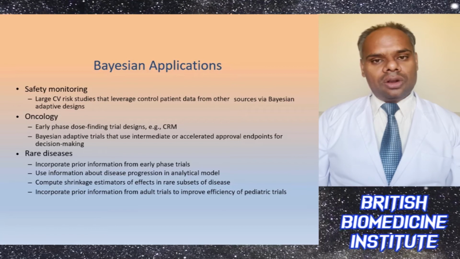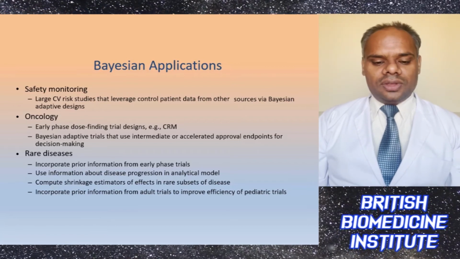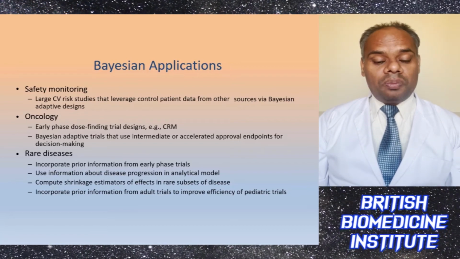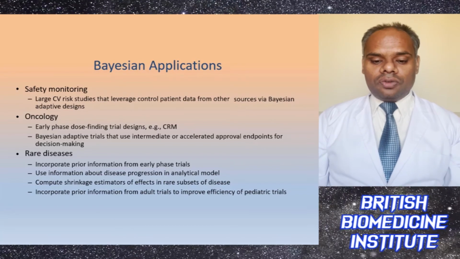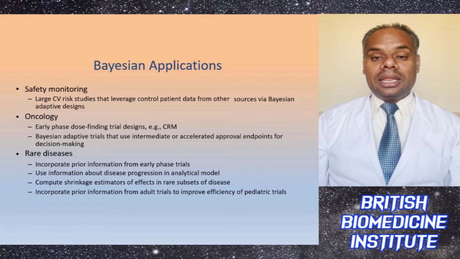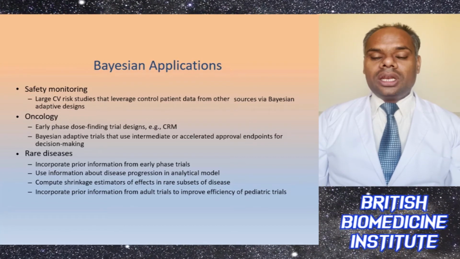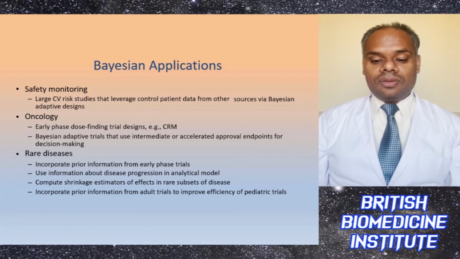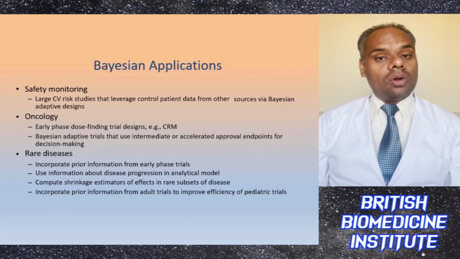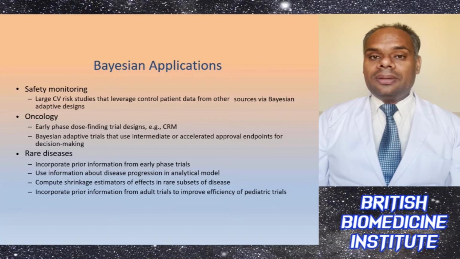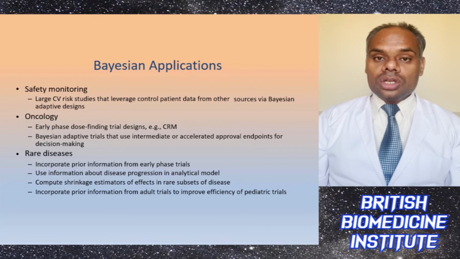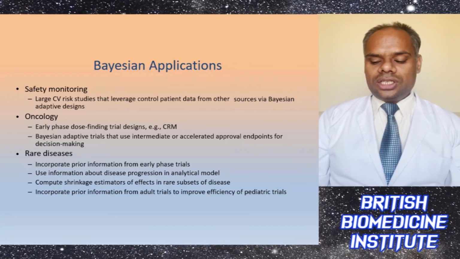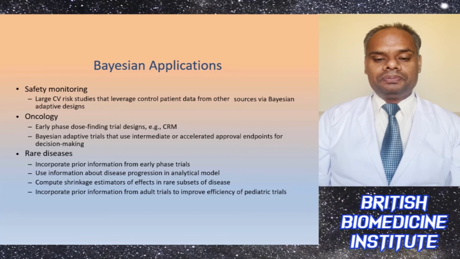And we can also carry out the rare disease models. Basically, there will be incorporation of prior information from early phase trials. We can use information about disease progression in the analytical model. We can compute a shrinkage estimator for the effect of rare disease subsets, and we can also incorporate prior information from adult trials to improve the efficiency of pediatric trials.